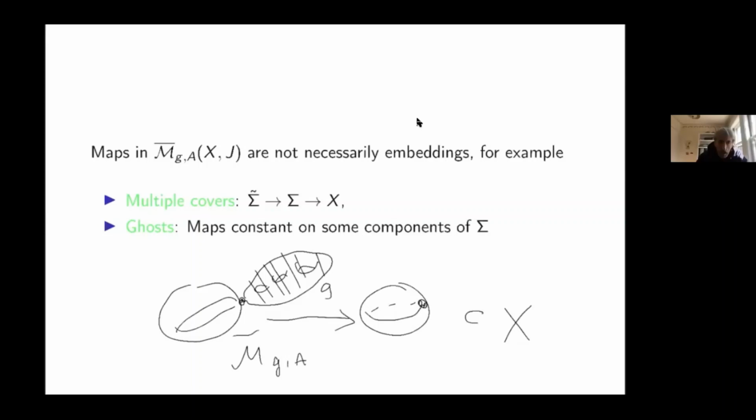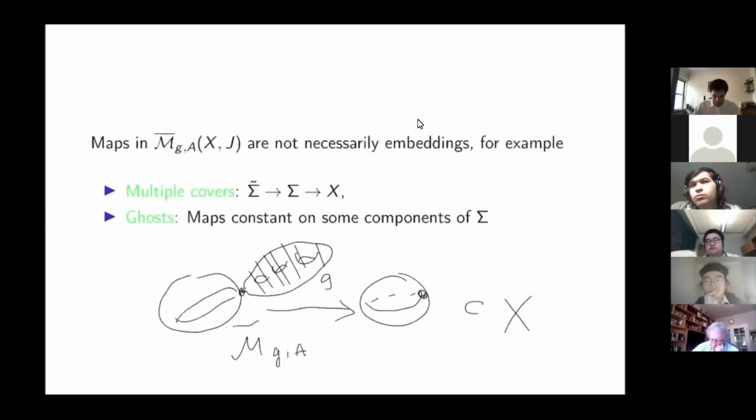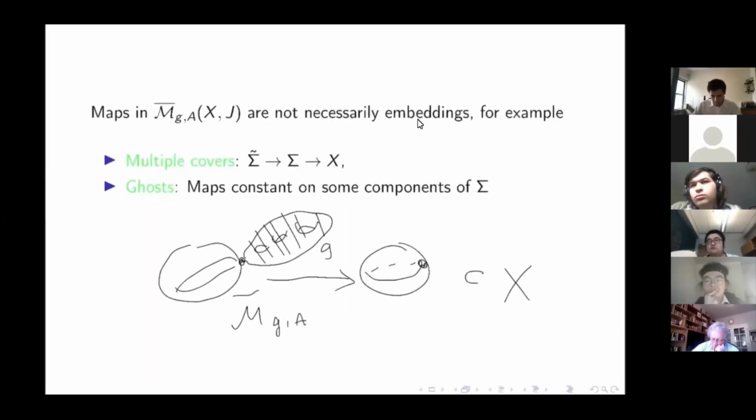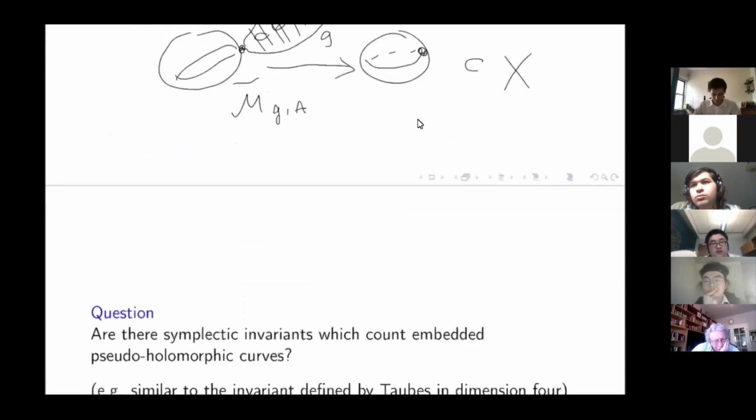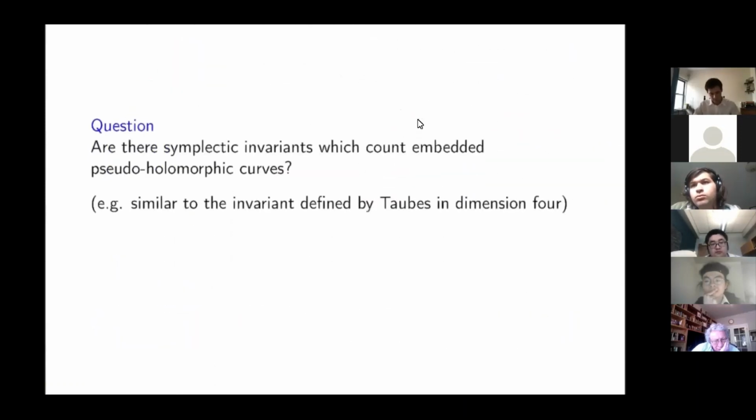And of course, all of these contribute, because in the end I'm integrating virtual fundamental class contributions in general. So we get an invariant, but there is a price to pay. In some sense, you get an invariant, but it's not obvious what exactly it counts. So a question you can ask: are there symplectic invariants which count embedded pseudo-holomorphic curves, possibly with some weights, that have more geometric meaning than the Gromov-Witten invariants?